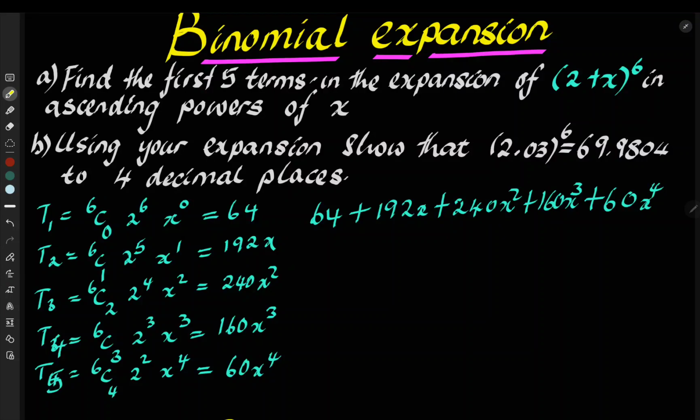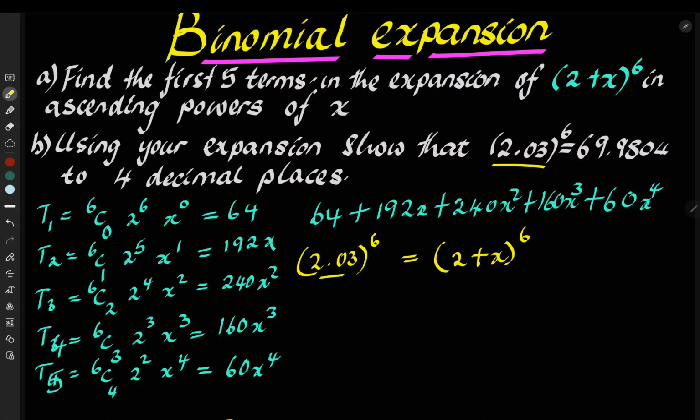Now that we have our expansion, we are asked to use our expansion to show that 2.03 to the power 6 is equal to 69.9804 to 4 decimal places. So how are we going to do that? The first thing that we need to do is compare this 2.03 and write it in the form of, in this case, (2 + x) to the power 6.